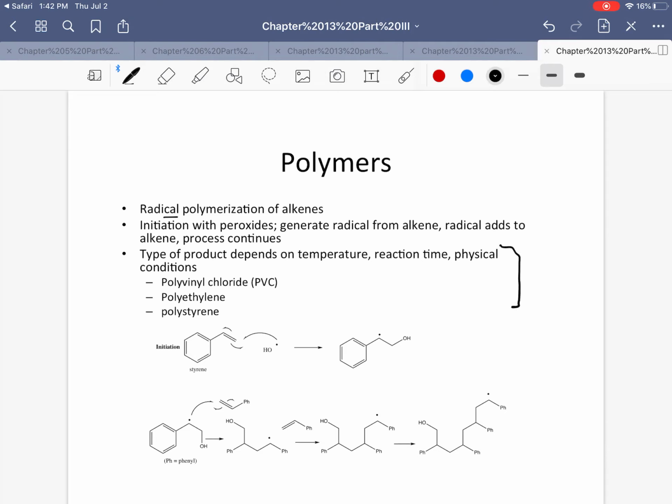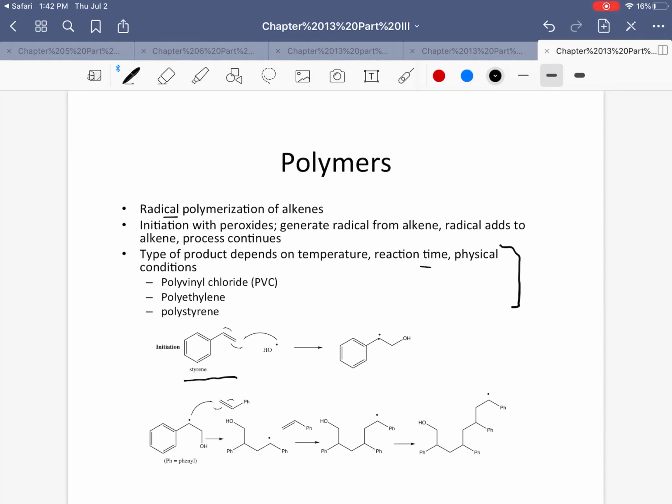So polymers is a whole separate area of study in organic chemistry, and the type of product you get depends on the temperature, reaction time, physical conditions. So there are different types of polyvinyl chloride, polyethylene, polystyrene. These are all polymers of alkenes. So this is just showing an example with styrene, which has a benzene ring attached to an alkene.